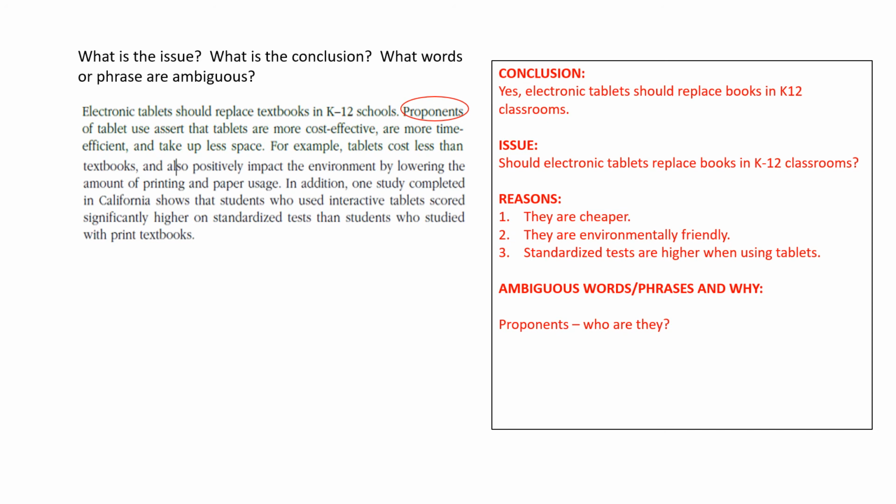Another ambiguous phrase that stood out to me was more cost effective and more time efficient. Well, what is more? How much is more? Okay, is more a whole lot, or is more just a little bit more? And so again, what is more? So more cost effective, more time efficient, how much is more? That's way too vague for me.